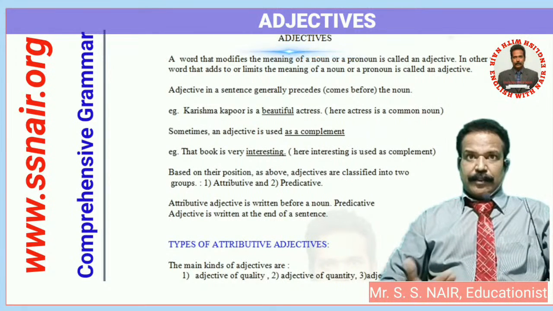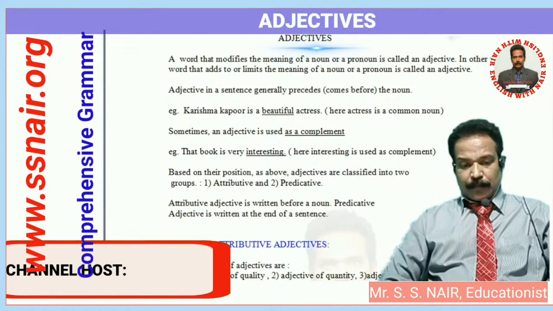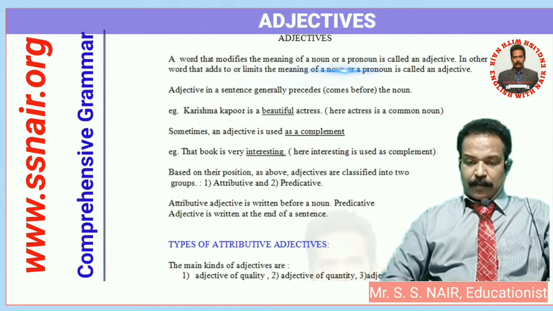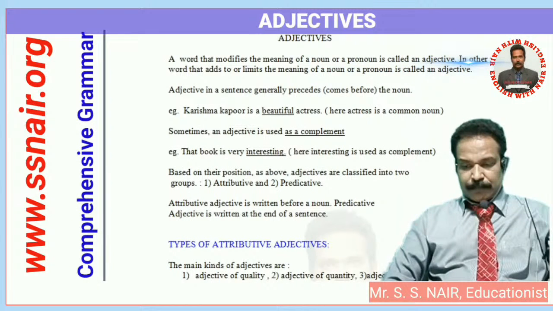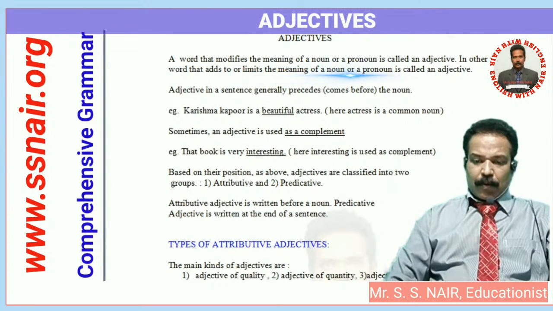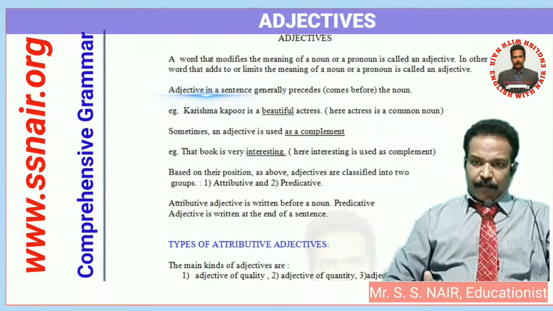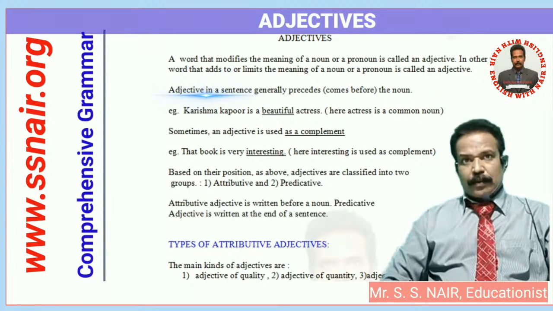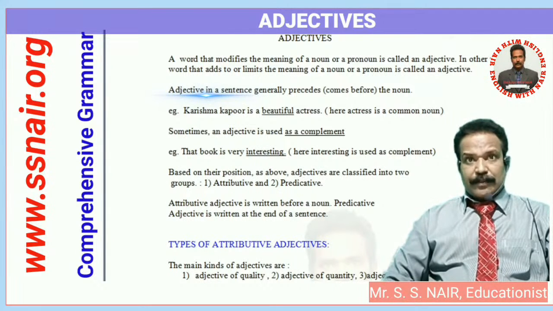Stress with J. Adjectives. So what is adjective? A word that modifies the meaning of a noun or a pronoun is called an adjective. In other words, a word that adds or limits the meaning of a noun or a pronoun is called an adjective. So, from this, if you break up the word adjective, add adjective. So, we can understand this adding something to the meaning of noun or pronoun. It is important. It's not only noun, it may be pronoun. It's called an adjective.